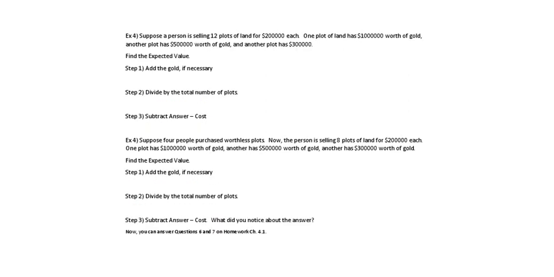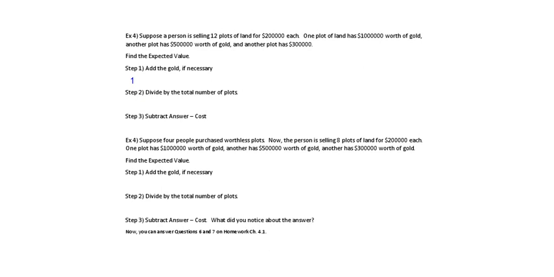Okay, suppose a person is selling 12 plots of land for $200,000 each. One plot has $1 million worth of gold, another has $500,000, and another has $300,000. Again, let's do the same thing. Let's add up all the gold in this case.